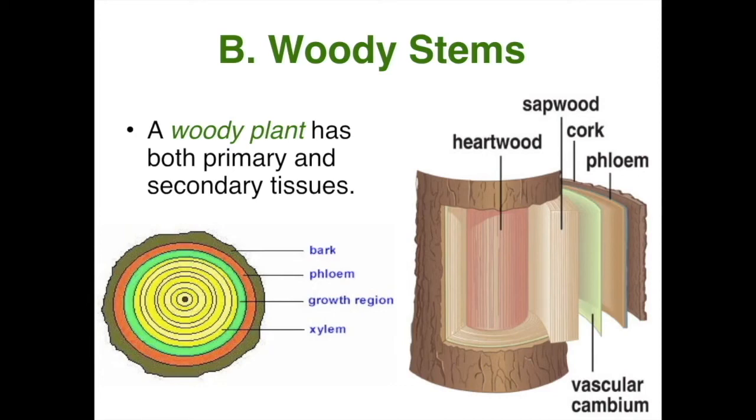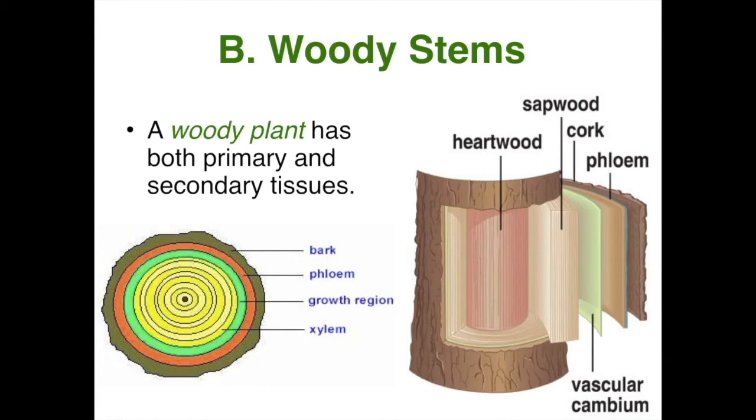The heartwood results from the older xylem not conducting water. This is going to be the hardwood. It is a darker area on the inside of the wood. Because it is harder, it is used for making furniture. While the sapwood surrounds the heartwood, the sapwood is going to contain more of your sap, more of your sugar. It's going to be the lighter area. It's going to be greener and softer.